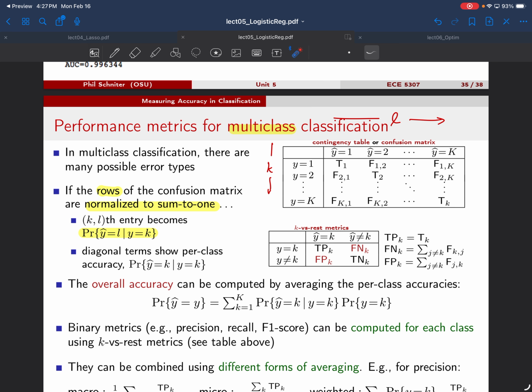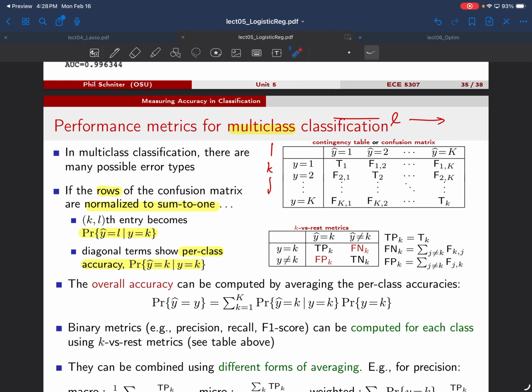Okay, and then we talked about these different diagonal terms. Those guys are going to be what we'll call per class accuracy. Per class accuracy is like the probability you guessed correct for one of the classes.